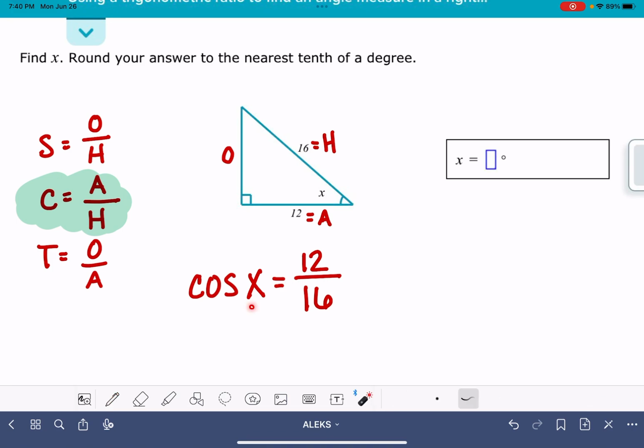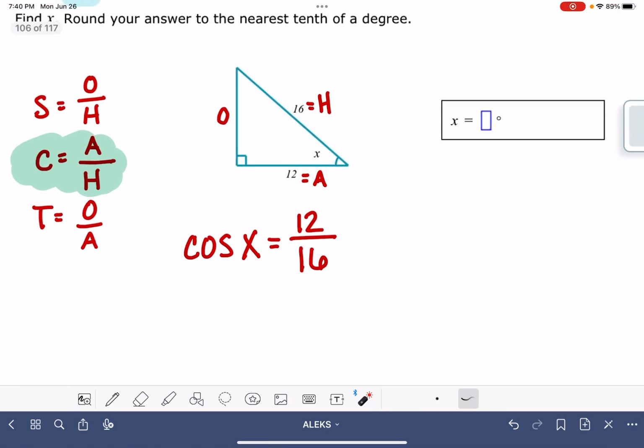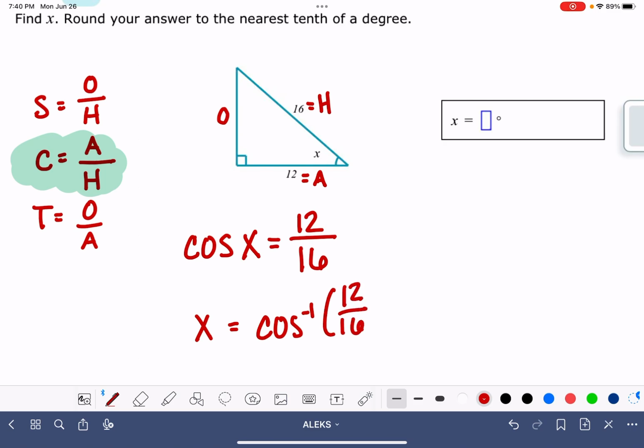Now, to solve for x, we're going to use the arc cosine or the inverse cosine. Basically, we're dividing both sides of this equation by cosine. So that's going to give us cosine to the -1 of 12 over 16, or you might write it as arc cosine 12 over 16.